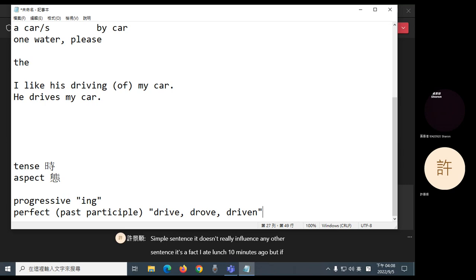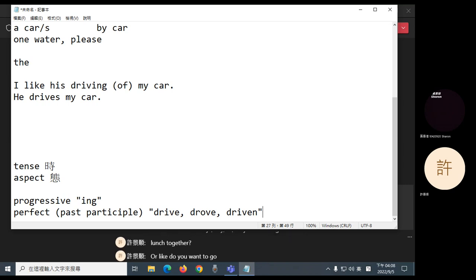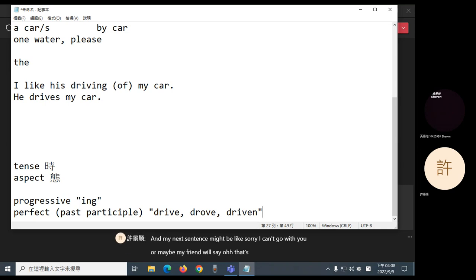But if a friend walks in and says, hey, CJ, do you want to go have lunch together? Or like, do you want to go eat lunch together? I might answer my friend, sorry, but I have eaten my lunch 10 minutes ago. And my next sentence might be like, sorry, I can't go with you. Or maybe my friend will say, oh, that's okay, I'll eat with you next time. Right? The fact that I have finished eating my lunch influences the next sentence. In that case, you would use the perfect aspect. So remember, the relation between sentences. Up to this point, do you have questions?